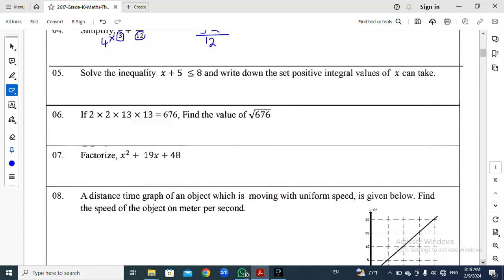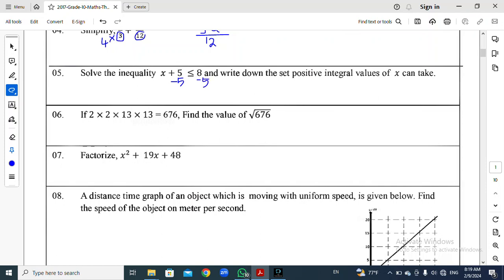Now inequality: solve the inequality and write down the set of positive integral values of x. First of all we'll solve. This is also like solving formulas, but there are some other rules. Here this is plus 5, so we have to add minus 5, then only we can cancel. When we add minus 5 on this side, on this side also we have to add minus 5.